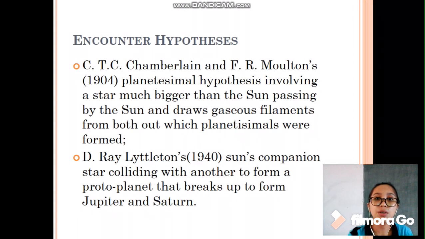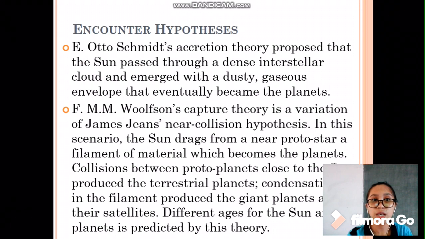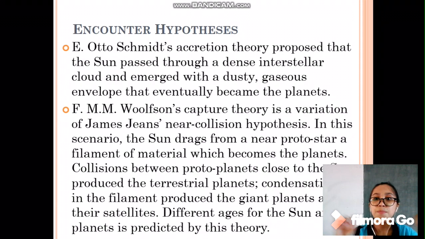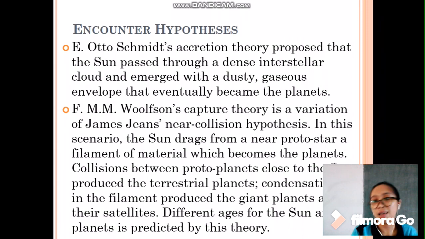And Otto Schmidt's accretion theory proposed the sun passed through a dense interstellar cloud composed of gas, dust, and other components, emerged with a dusty gaseous envelope, and eventually these became planets. And then Woolfson's capture theory is a variation of James Jeans' near-collision hypothesis. The sun drags from a near protostar a filament of material which becomes the planets. So collisions between protoplanets close to the sun produce the terrestrial planets. Nag-collide ang mga protoplanets, meaning it's not like planets which you see in a form, but protoplanets, like rocks, like asteroids. Okay?